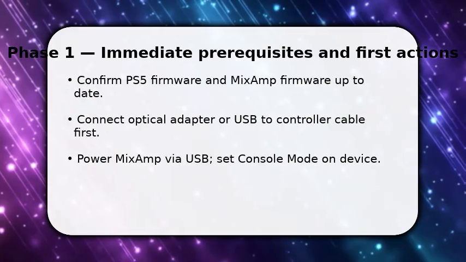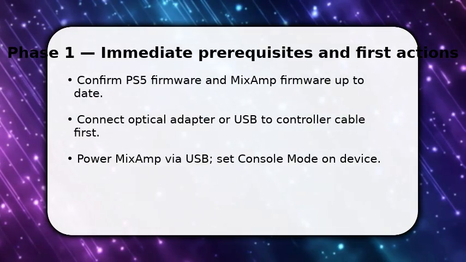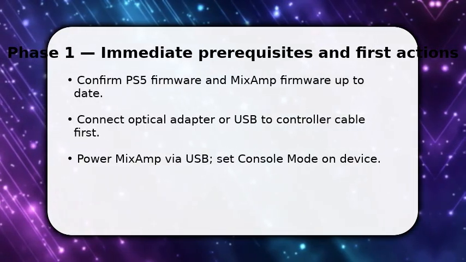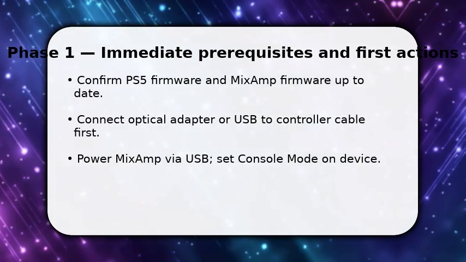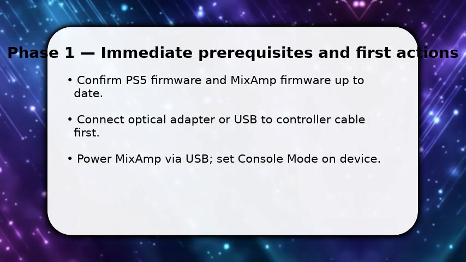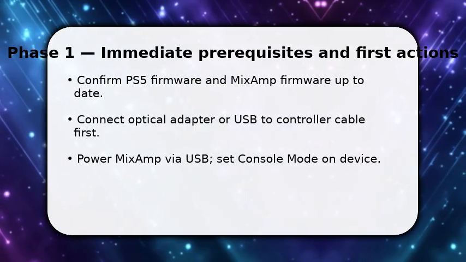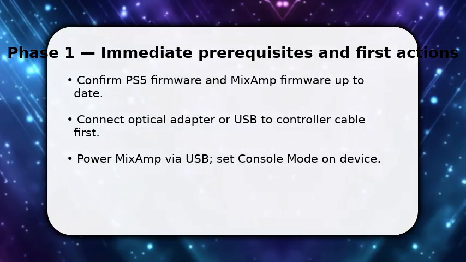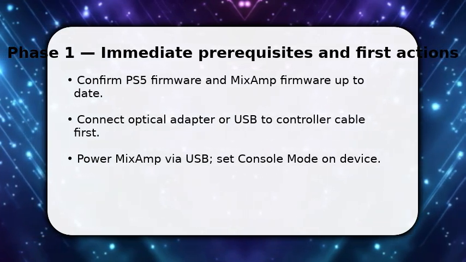You start by confirming firmware on both the PS5 and the Astro A40 TR Mixamp. This prevents handshake issues. Next, connect the Mixamp to the console using the USB cable to the PS5 or optical adapter when applicable, and power the unit. Set the Mixamp to console mode so the PS5 recognizes game audio. Once done, plug your headphones into the Mixamp's jack and open PS5 sound settings. This ensures the hardware link is established before adjusting levels.